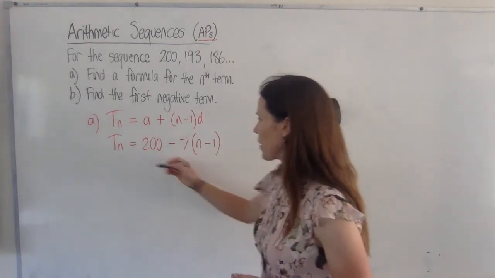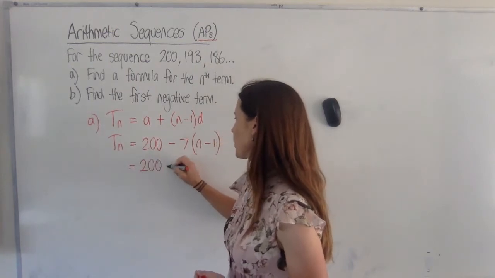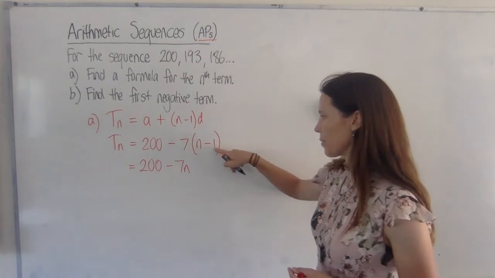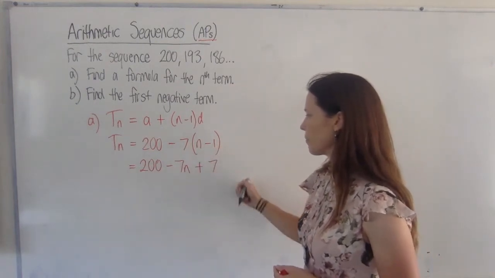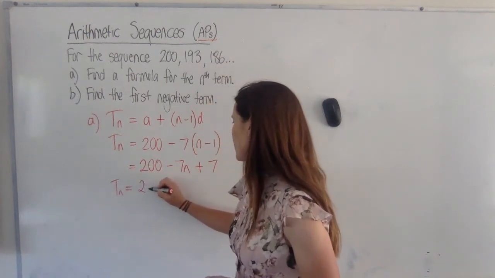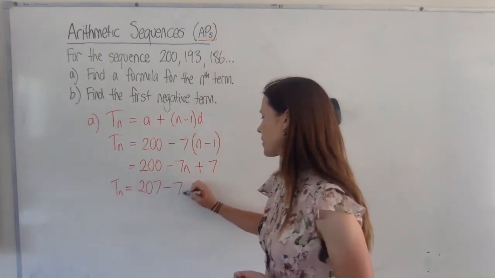Now I need to just expand this out and simplify it. So I've got 200 minus 7n. Don't make a classic sign error here. Minus 7 times minus 1 is plus 7. Now I can add these together, and my formula for the nth term is 207 minus 7n.